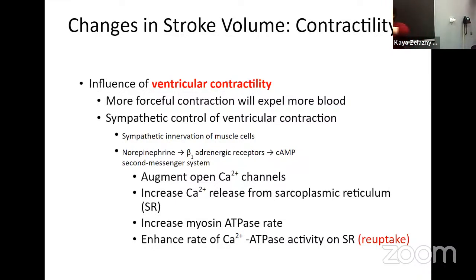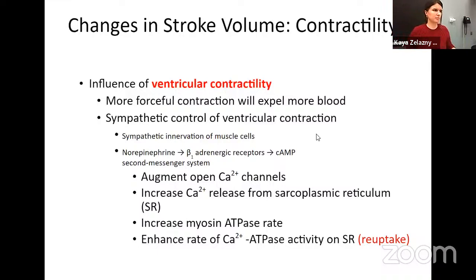We're breaking that ATP molecule a little bit faster, which means we can go through more cross bridges, which means we can contract a bit more forcefully. Okay. And we're also enhancing the rate of reuptake of the calcium to the sarcoplasmic reticulum. So we're also helping quickly turn this process off at the end.